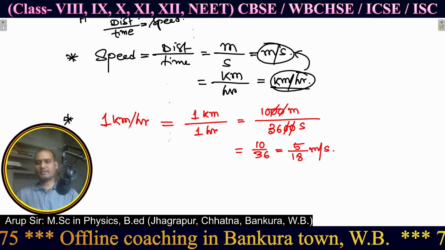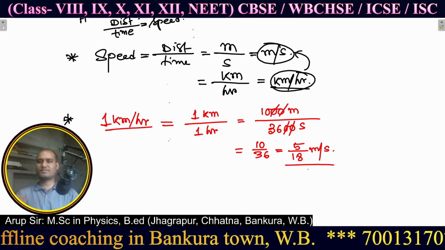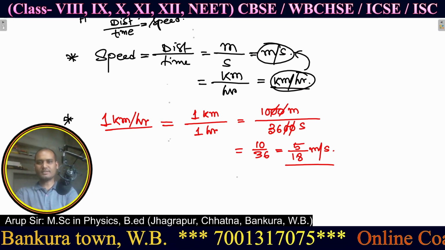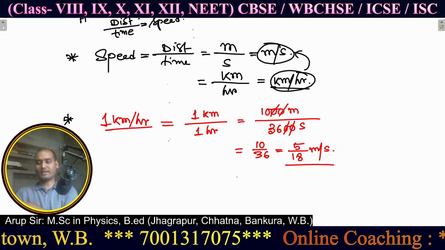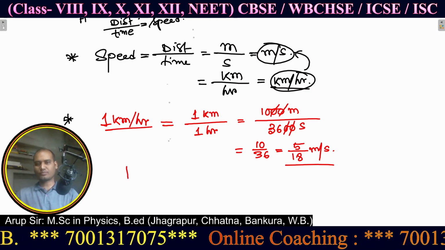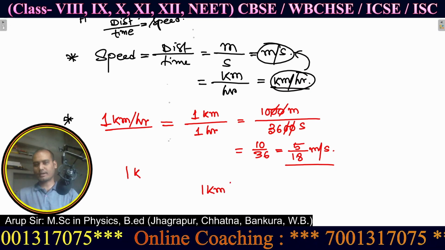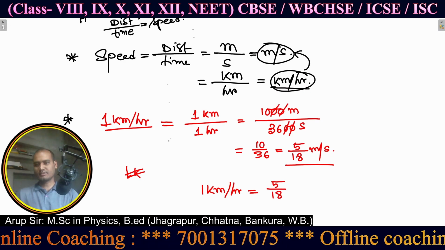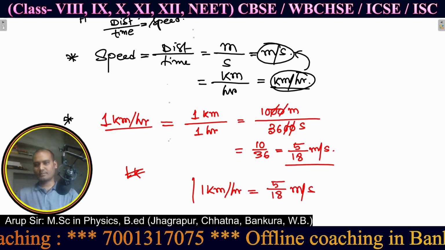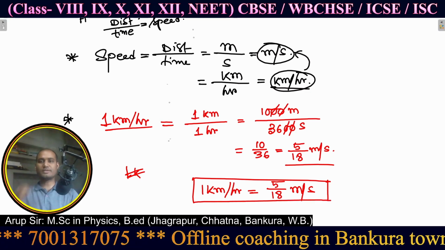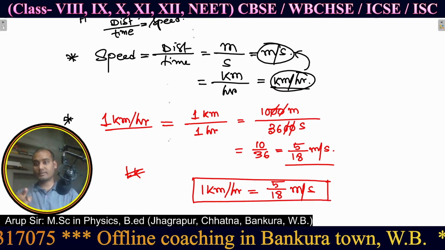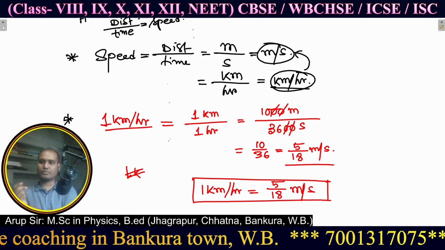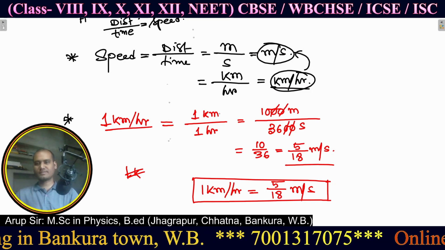So 1 kilometer per hour is 5 by 18 meter per second. This is the value of 1 kilometer per hour, and you have to remember this one. 1 kilometer per hour is equal to 5 by 18 meter per second. You have to remember this, very important thing. While calculating numericals you will face this problem, how to convert kilometer per hour to meter per second. So this is the basic concept actually.